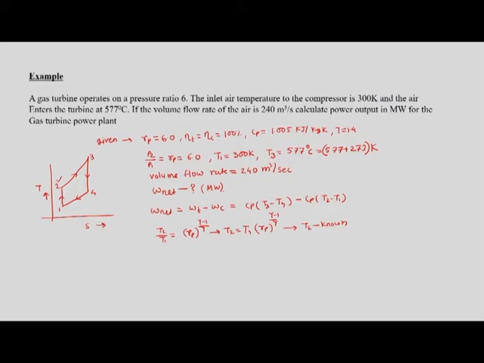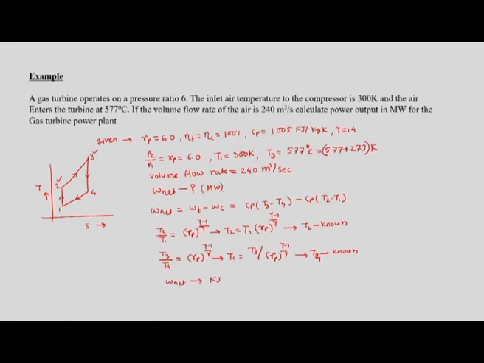T3 is also given to us. Now we just have to find T4. For T4 we know the formula T3 by T4 is Rp raised to gamma minus 1 upon gamma, which leads to T4 is equal to T3 upon Rp bracket raised to gamma minus 1 upon gamma. Here as well T3, gamma and Rp are known to us, so T4 is known to us. Knowing T4, T2, T3 and T1, we can find W net.